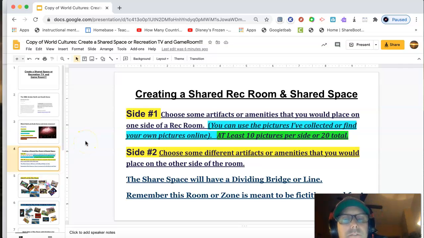And then side two: choose some different artifacts or amenities that you would place on the other side of the room. The shared space will have a dividing bridge or line. And remember, this rec room is meant to be fictitious and fun. So this is just a fun activity leading into a more serious conversation next week about the Korean DMZ.